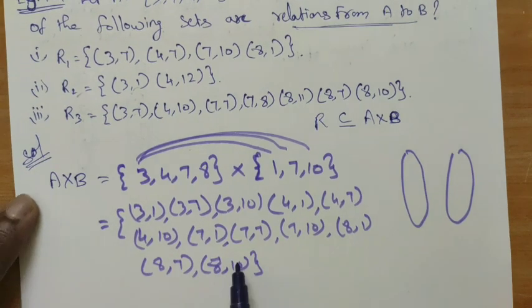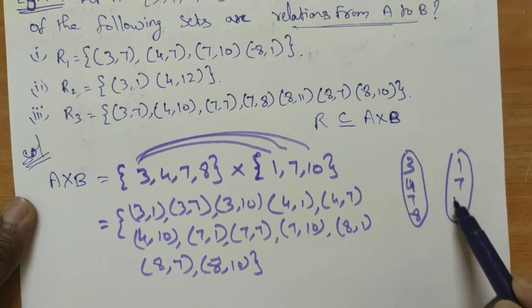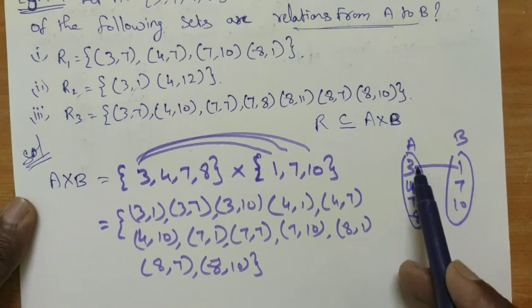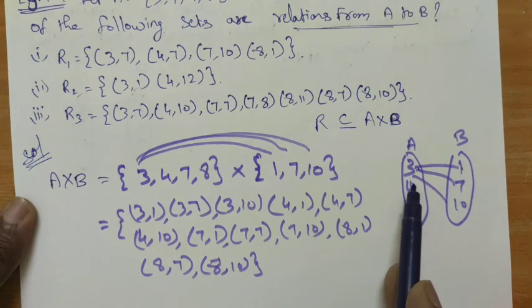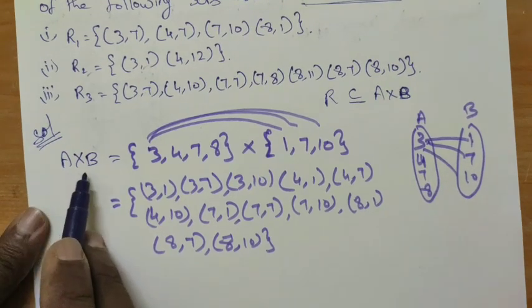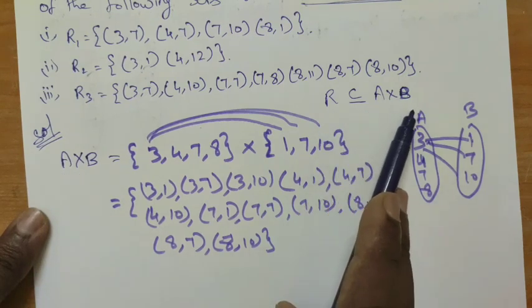If you know it, we can write it directly, or otherwise you can draw the arrow diagram. It will help you write the terms easily. 3 is mapping with 1, 3 is mapping with 7, 3 is mapping with 10, and the remaining terms you have to write in the same format, right? Now A cross B is the Cartesian product. We know a relation is a subset of the Cartesian product.